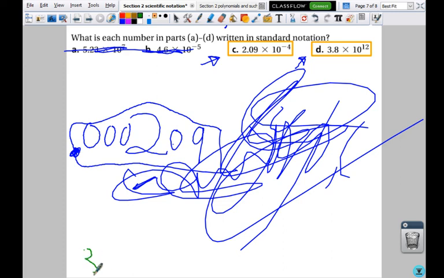I already did the exit tickets. Can I listen to music now? No, once we're done.